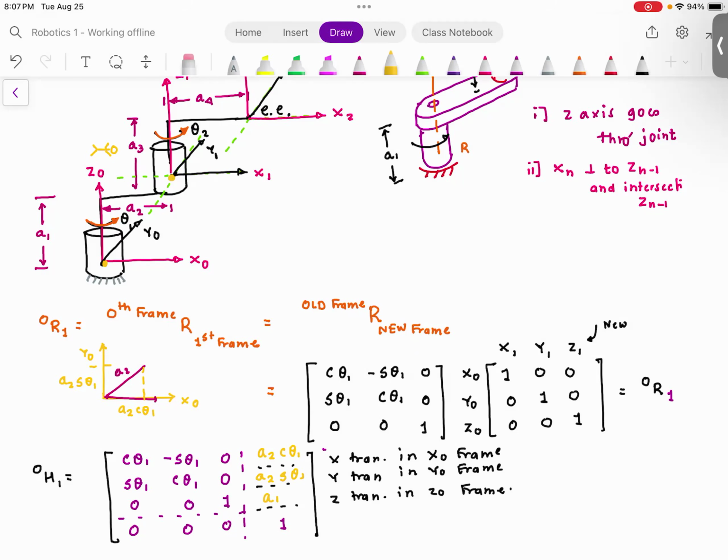We want to make sure, since this frame is rotating, this relationship is valid for all the values of theta. So if you look at that figure from the top, if you have A2 something like this, A2's projection on X0 is going to be A2 cosine theta. A2's projection on Y0 would be A2 sine theta. Everyone understood this? And the Z distance will not be affected no matter whatever the value of theta is. Everyone understood this?